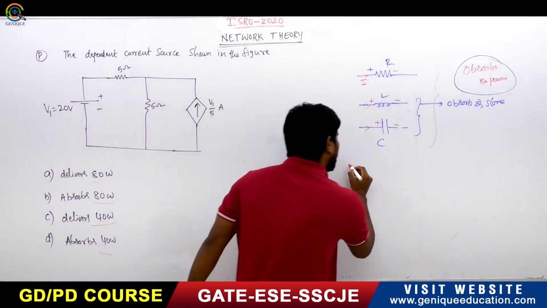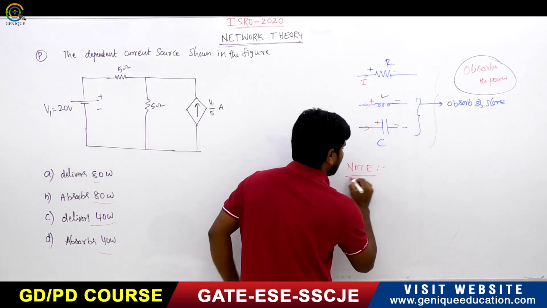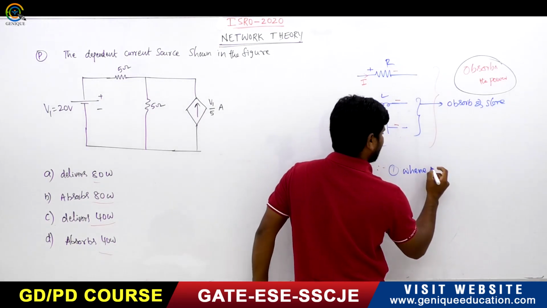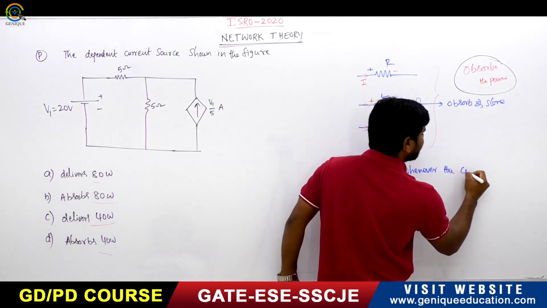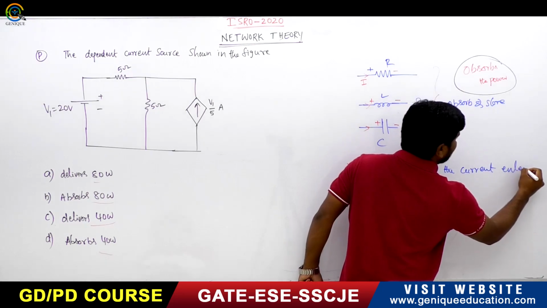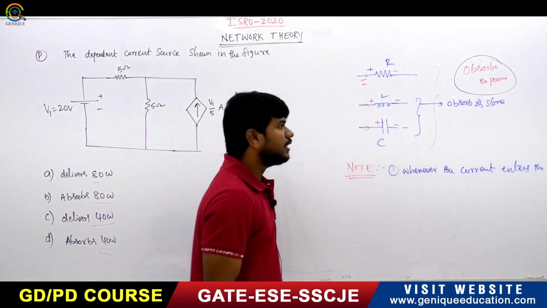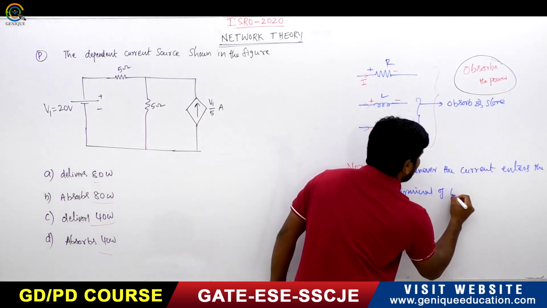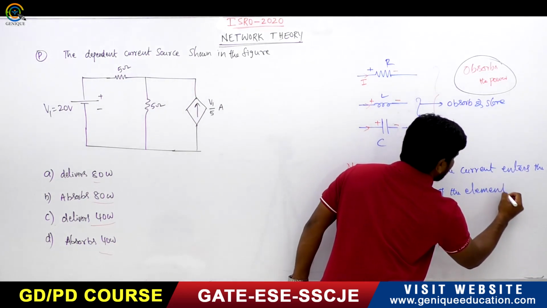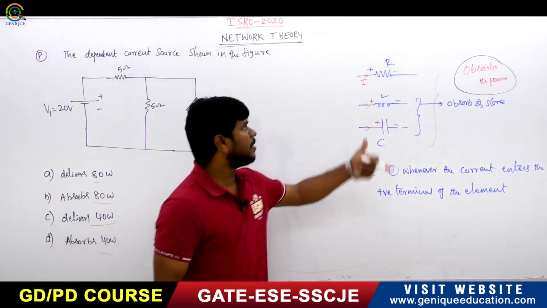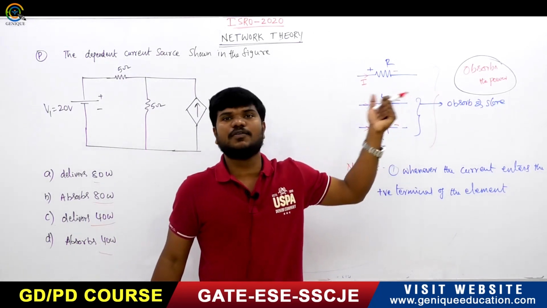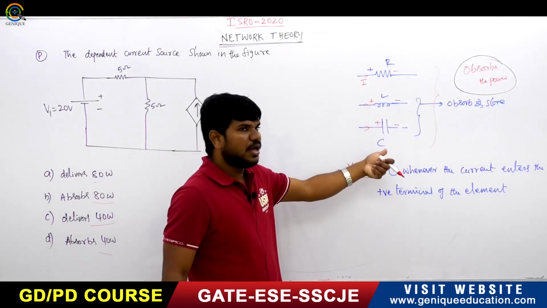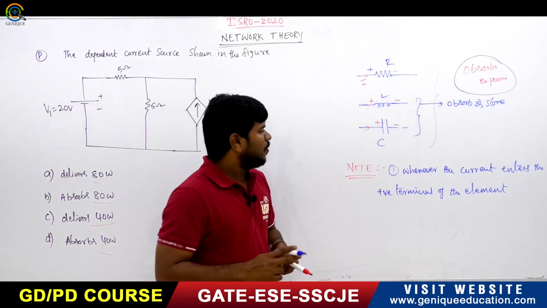So write a note. The note is, first one: whenever the current enters the positive terminal of the element. The element may be anything, even a resistor, inductor, capacitor, or any kind of voltage source or current source.